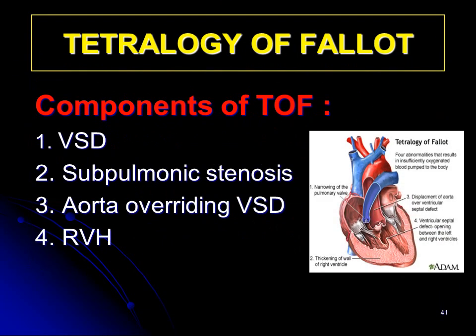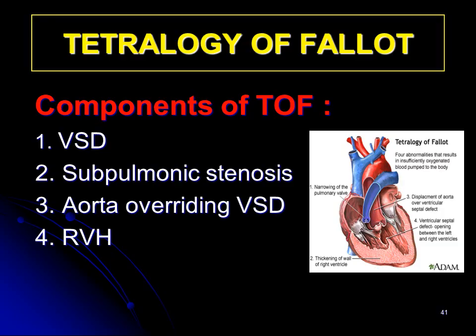Tetralogy of Fallot is a type of cyanotic heart disease producing a right to left shunting anomaly. They manifest with early cyanosis at birth, and they are the most common form of right to left shunt heart disease. There are 4 cardinal features of the tetralogy of Fallot. They are 1. Ventricular septal defect, 2. An obstruction of the right ventricular outflow tract due to the presence of a subpulmonic stenosis, 3. An aorta that overrides the ventricular septal defect, and 4. The presence of right ventricular hypertrophy.